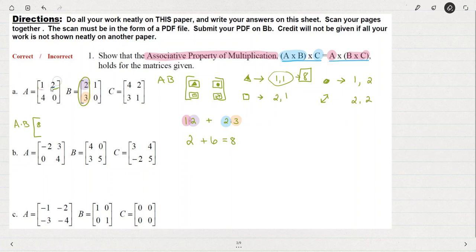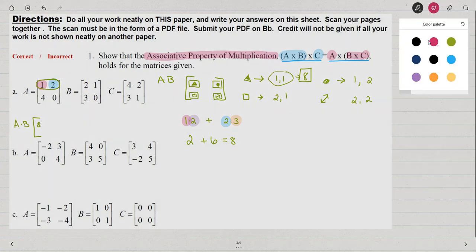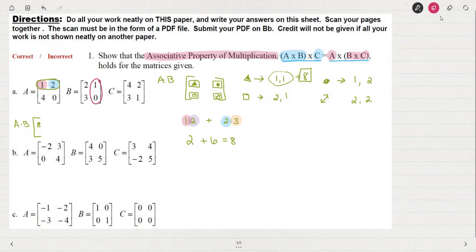Let's try the next one. Let's stay with row 1, and we'll do column 2. So to get row 1, column 2, I'm going to multiply the 1 and the 1, and then the 2 and the 0. So I'd get a 1 plus 0, or 1. So it looks like our row 1, column 2 element is going to be a 1.